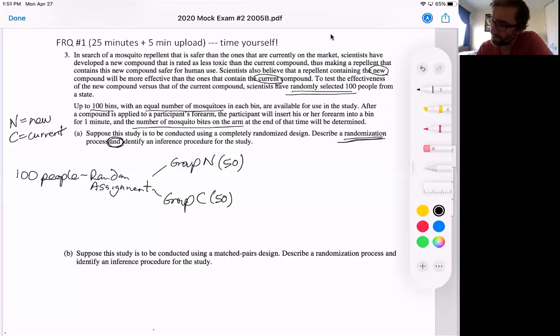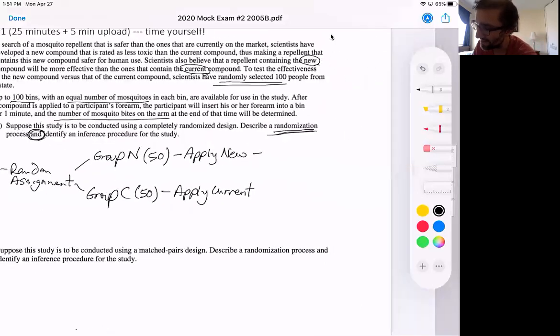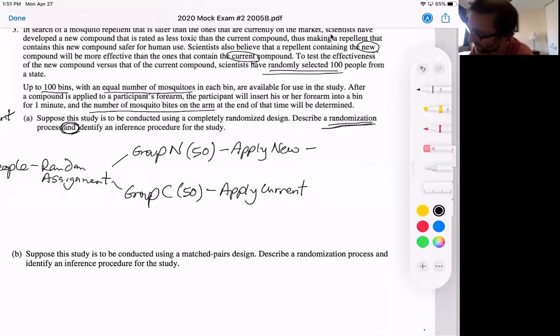So then you have your 2 groups. For group N, you're gonna apply the new compound. For group C, we'll apply the current compound. And then we will measure, or I guess we'll let the mosquitoes feast. So then we'll count bites, and then we'll compare.